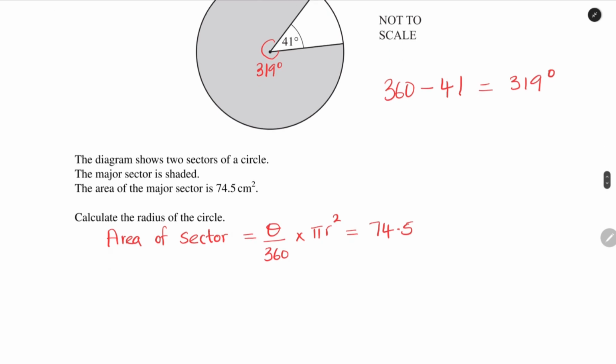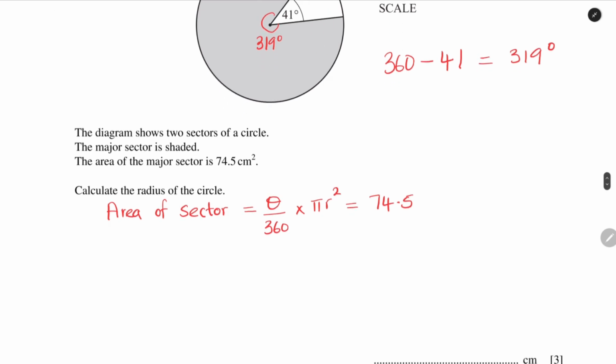Now we've been asked to find our radius. My approach to this will be for you to make r the subject of the formula. So this is really saying theta pi r square over 360 equal to 74.5. If we multiply both sides by 360, we are going to have theta pi r square is equal to 74.5 times 360.